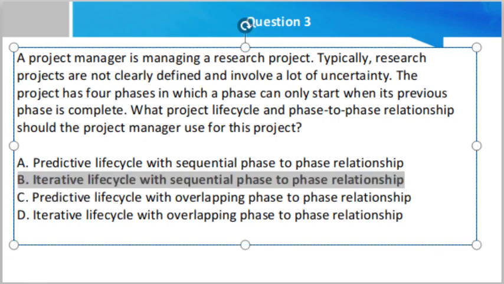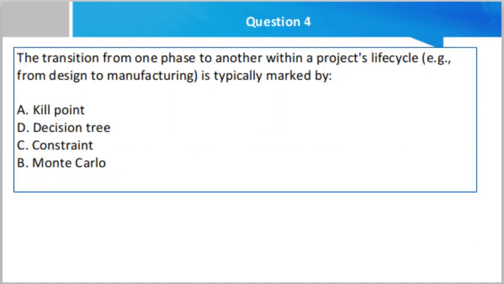Now, why is it the right answer? Friend, the project manager should use the iterative life cycle, since project phases and activities will most probably be repeated as the project team's understanding of the project and requirements increases. Further, since any project phase can only start once its previous phase has been completed, the phase-to-phase relationship should be sequential here. Okay.